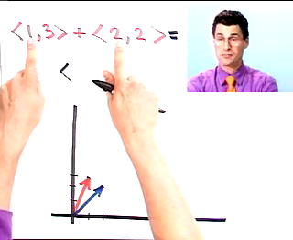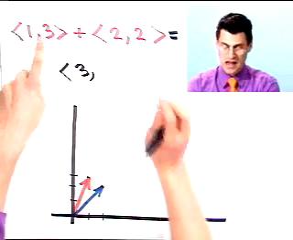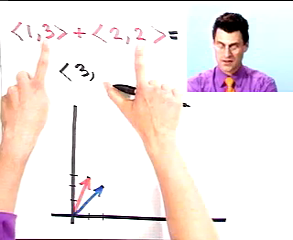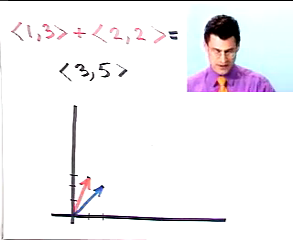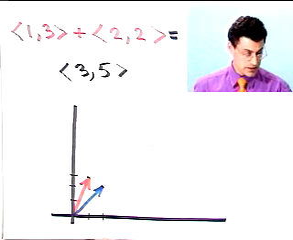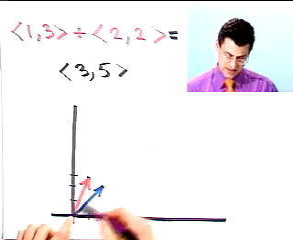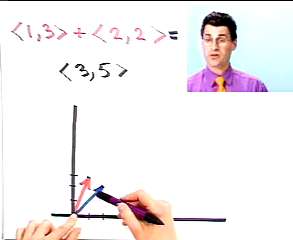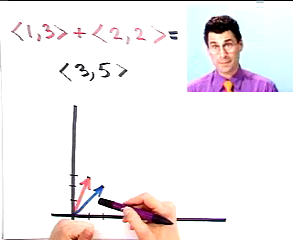So I just add the first components together, 1 and 2, and that makes 3. And then I take 3 and 2 and add those together, and I get 5. But what does this mean geometrically? Well, what's actually happening is something really pretty cool. I take these two vectors and I consider them as being adjacent sides of a parallelogram.